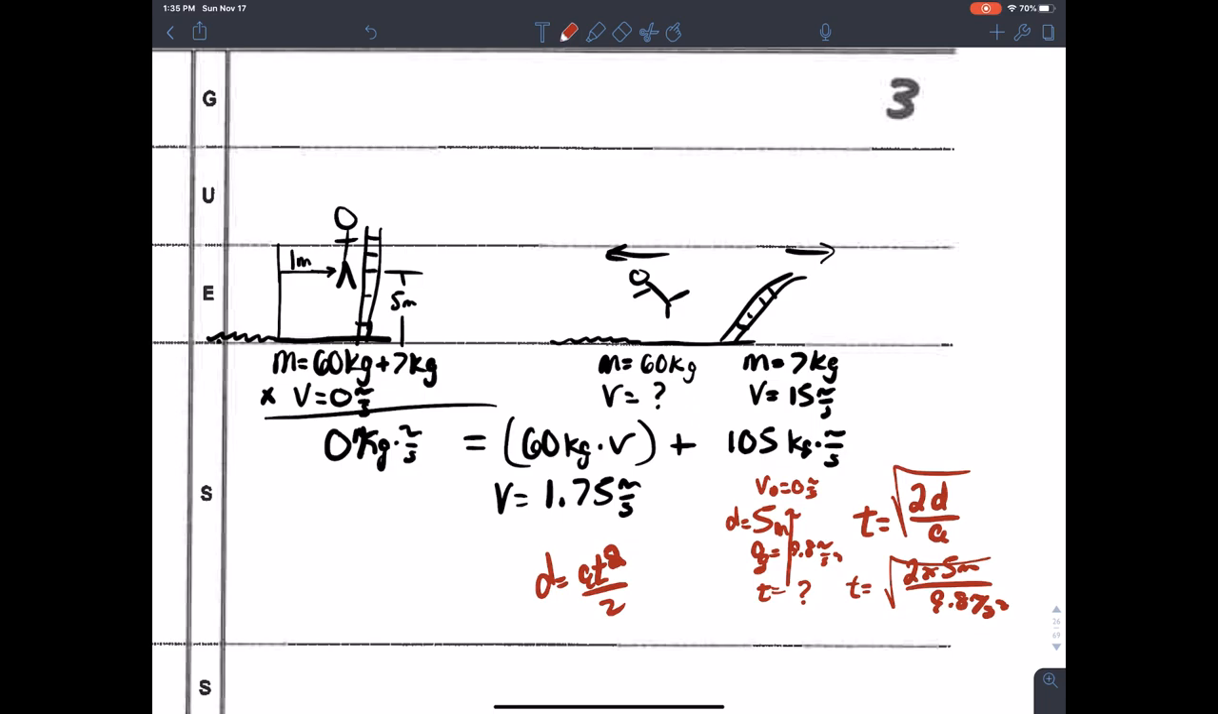So if the time it takes for him to hit the ground is about 1.01 seconds, yes, he has enough time to actually make it into the pool, especially if he's moving at 1.75 meters per second. That means he's going to travel 1.75 meters before he hits the water surface. And if the water is only 1 meter away, then he's perfectly safe. Not real smart, but he's safe.